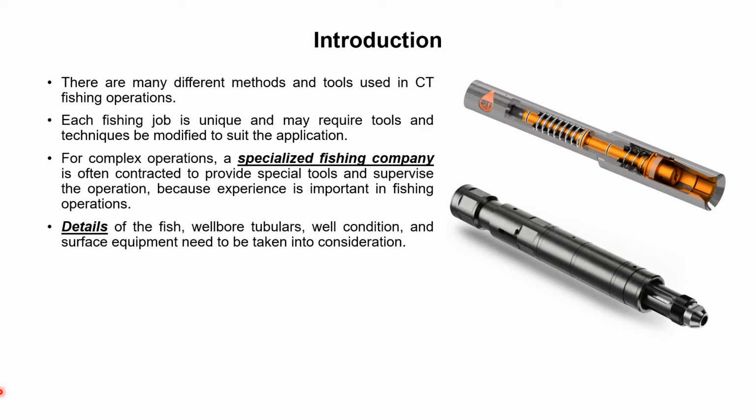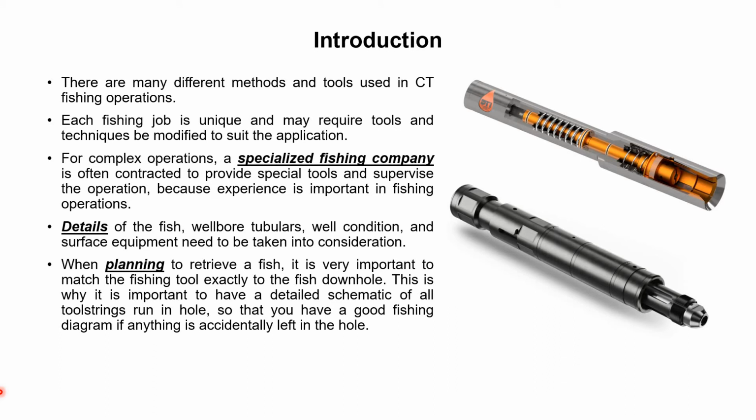Details of the fish, wellbore, tubulars, well condition and surface equipment need to be taken into consideration. So while designing a fishing job, we must know the details of the fish, that is the total length of the fish, what is the top of the fish in the wellbore, and tubular sizes, that is the minimum ID inside the tubing, and wellbore condition, that is whether it is a live well or a dead well, perforated or not perforated, etc. So many available details have to be taken into consideration while designing a fishing job.